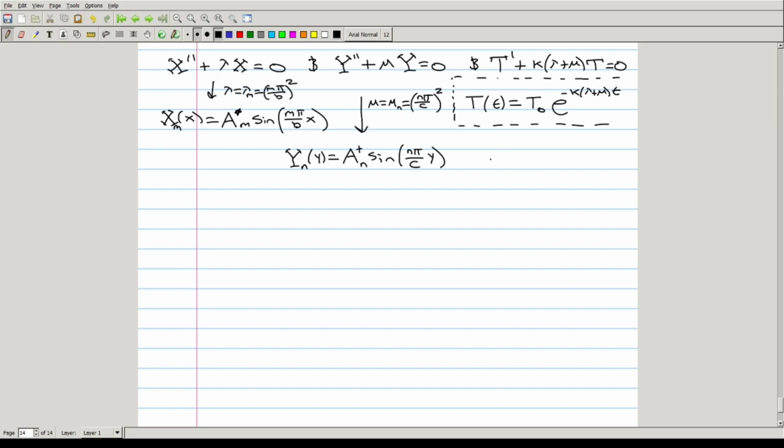This means that T in general will be a function of t and it'll be indexed by m and n. Specifically, it'll be T_mn, where T_mn naught times e to the negative k times m pi over b squared plus n pi over c squared times t.